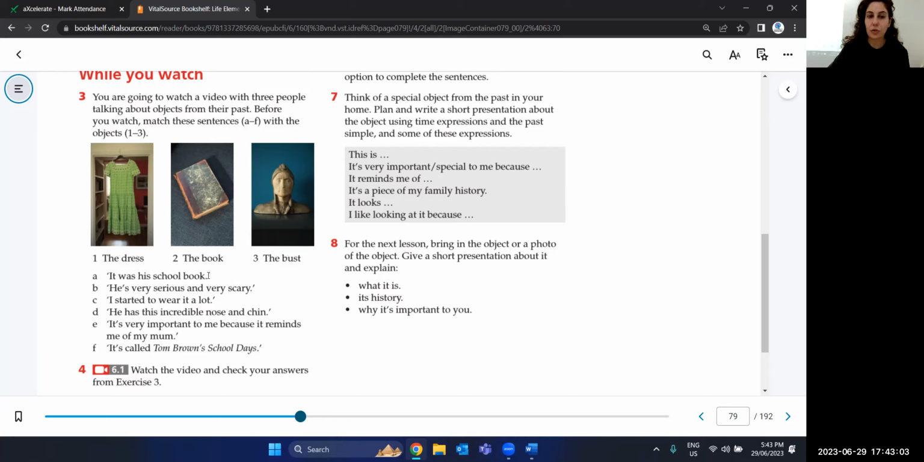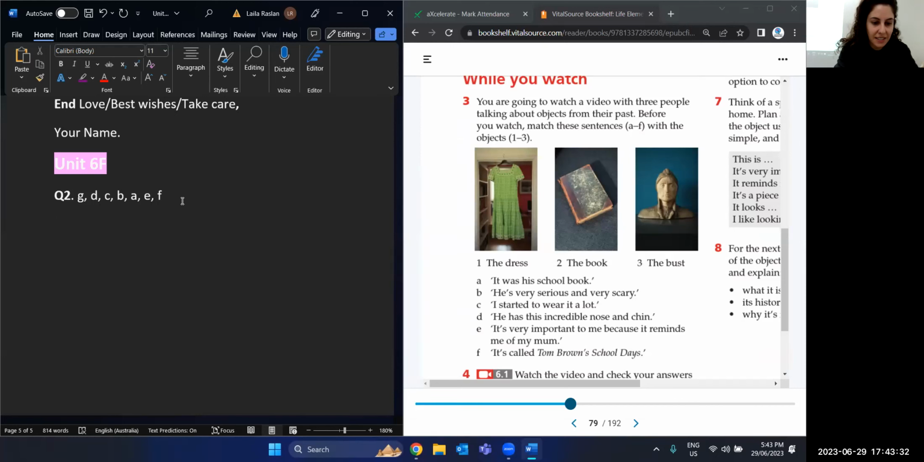A, it was his school book. Which one do you think? Number 2? I think this sentence is connected to number 2. So 2A. It was his school book. We'll listen to the conversation in a moment, but let's just see if we can understand which sentences go with which object. So the first one is 2. So 2A.